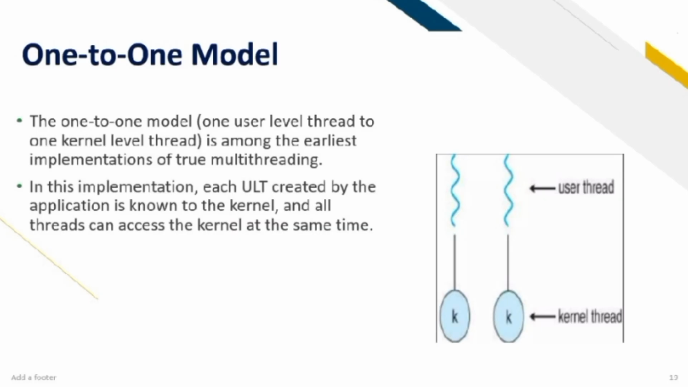The next is the one-to-one model, which maps one user-level thread to one kernel-level thread. It is among the earliest implementations of true multi-threading. In this implementation, each user-level thread created by the application is known to the kernel, and all threads can access the kernel at the same time. The only drawback to this model is that creating a user thread requires creating the corresponding kernel thread, and a large number of kernel threads may burden the performance of a system.